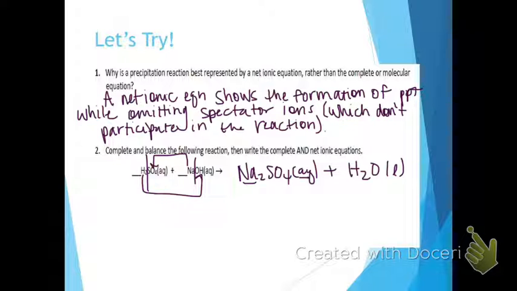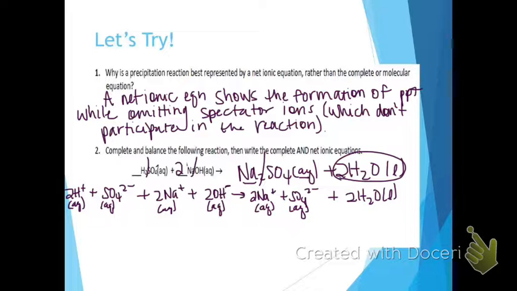Then we need to balance this. We have a couple 2 coefficients added in. To get to the complete ionic, we are splitting up any aqueous and keeping any solid, liquid, gas together. So once we have those all split up, remember we're counting our ions, so make sure you have the correct coefficients on those ions. All of our ions should be aqueous, and the only non-aqueous thing was our liquid water, so that needed to stay intact.